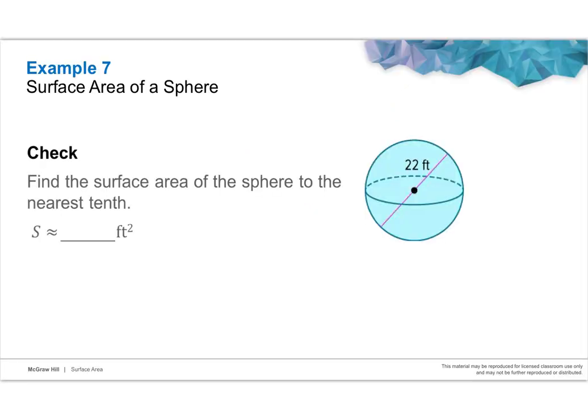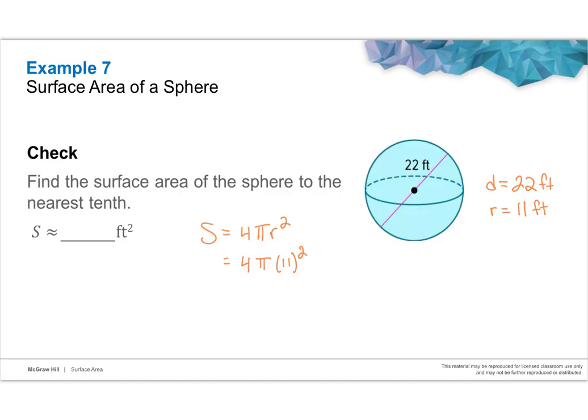Okay, with our check, we can see that the dimension that is given to us, since that segment 22 feet is extended all the way across the sphere, we can consider that the diameter. And so the radius is going to be half of that. And then when we find our surface area here, we know we have our surface area formula 4 pi r squared. And we're substituting in our 11 for radius.